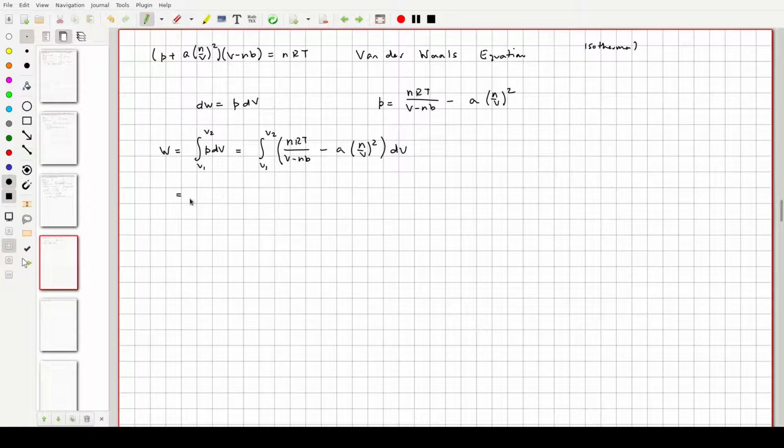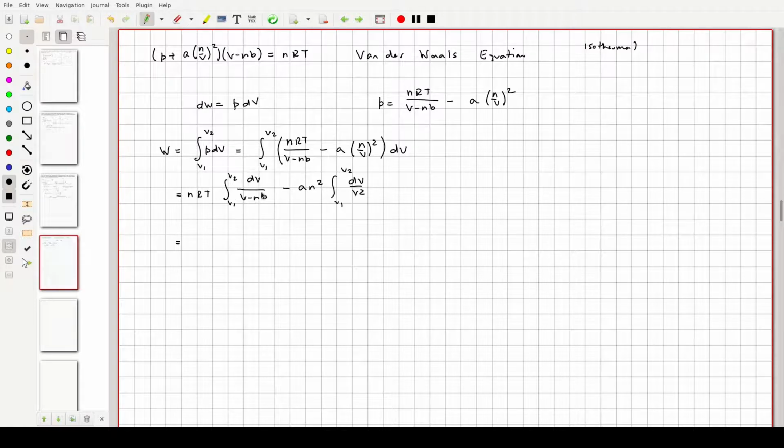Okay. So you can pull the nRT out. So you end up with two integrals. You have one integral that is this, and n, b are both constants. And then you have another integral, in which a and n squared are constants. And you have to integrate this. Okay, so these are pretty easy to do.